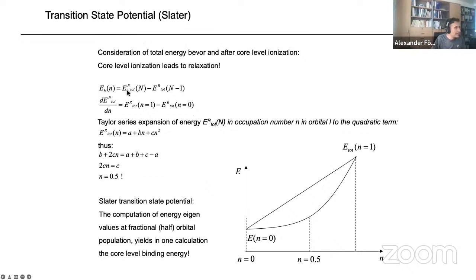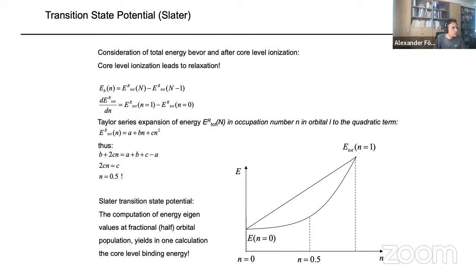Here we say, again, the binding energy is this difference in total energy with all electrons or an electron removed. The binding energy is also the change of total energy as a function of electron occupation. And if we do that, we can simply Taylor expand the energy, just into the first, second, and quadratic term with electron occupation. We just say the total energy should obey such a term.